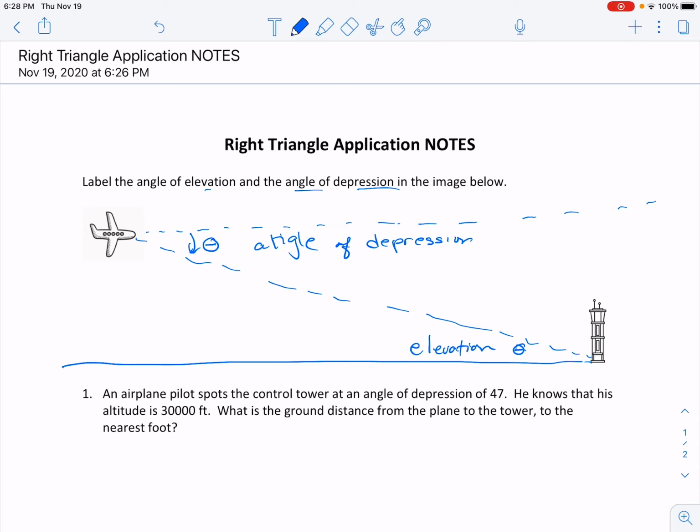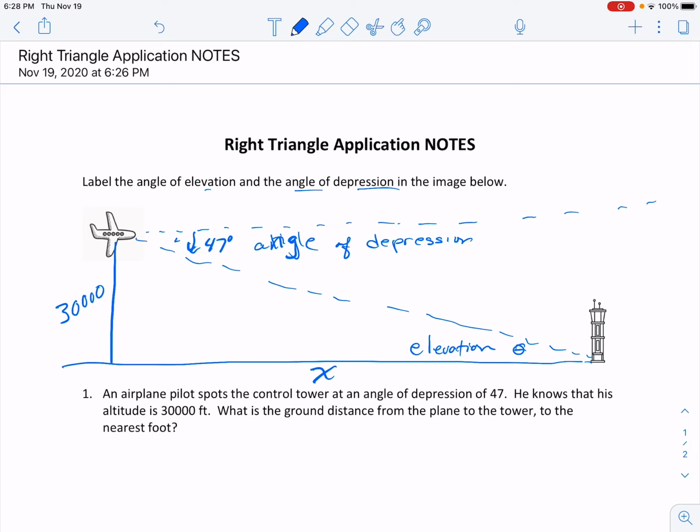All right, so if we read this problem, it says an airplane pilot spots the control tower at an angle of depression of 47 degrees. Okay, so I'm going to move my theta and change this to 47 degrees. Sorry. And he knows that his altitude is 30,000 feet. So that's this right here. What is the ground distance from the airplane to the tower, to the nearest foot? So they're looking for this.